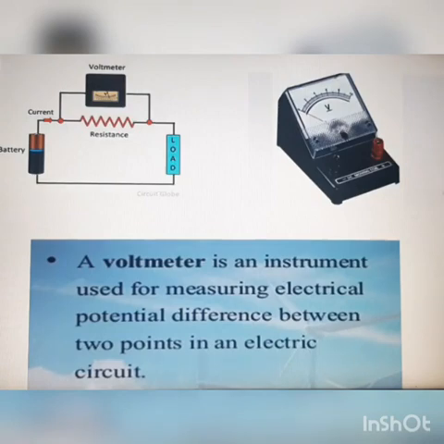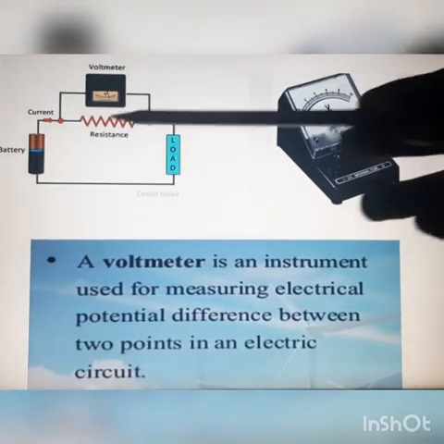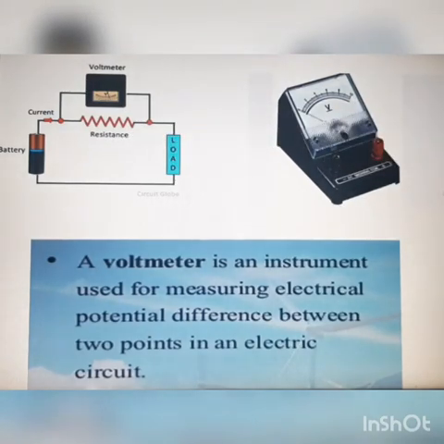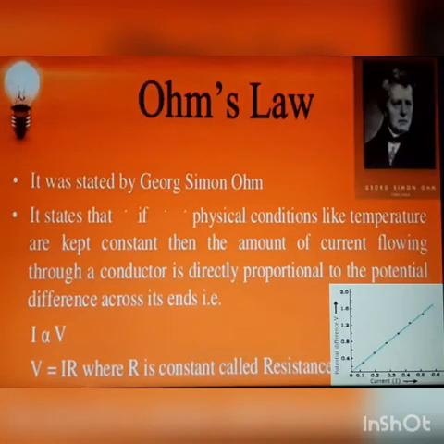So a voltmeter is an instrument for measuring electrical potential difference, and it always has to be connected in parallel with the resistance. Now let's move on to our next topic, that is Ohm's law.